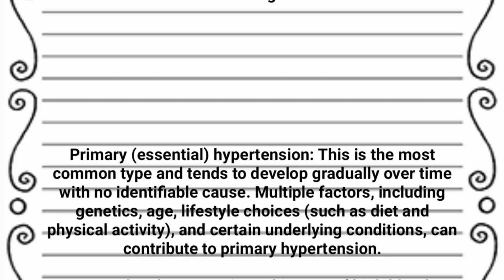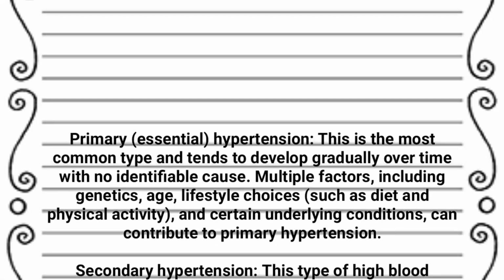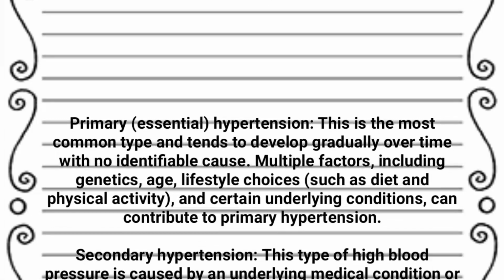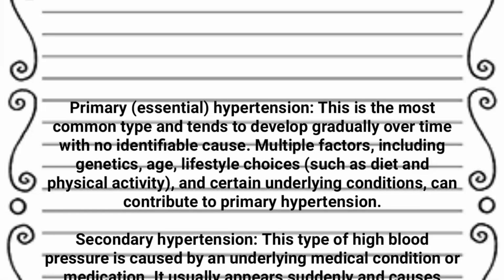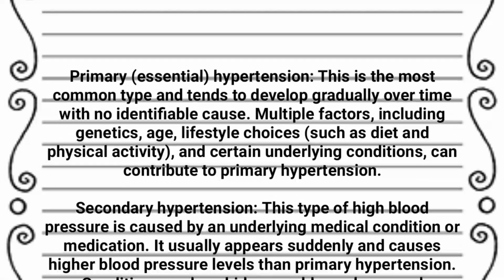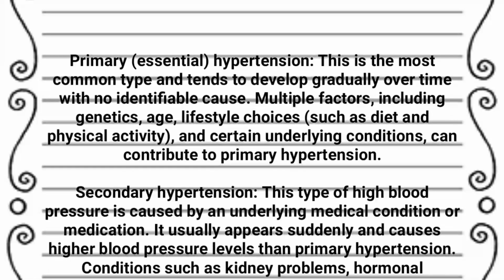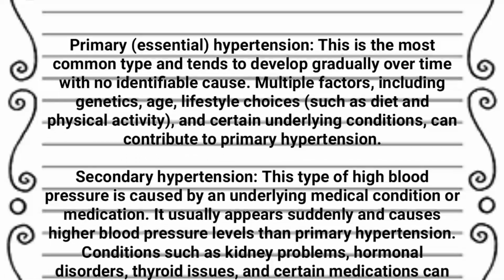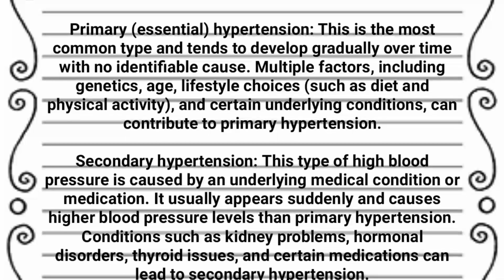Primary hypertension. This is the most common type and tends to develop gradually over time with no identifiable cause. Multiple factors, including genetics, age, lifestyle choices, and certain underlying conditions, can contribute to primary hypertension.